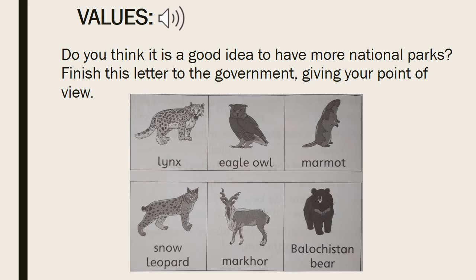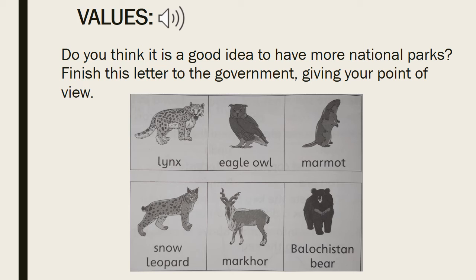So what is your opinion? Now you have to tell. Okay, my opinion is we should not cut down too many trees, because animals and plants are a part of nature and God gifted them to us. Animals are also beneficial and they are a beauty of our country. So now, do you think it is a good idea to have more national parks?